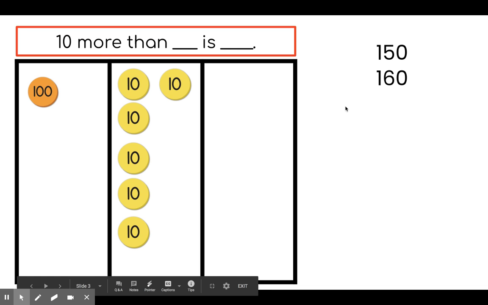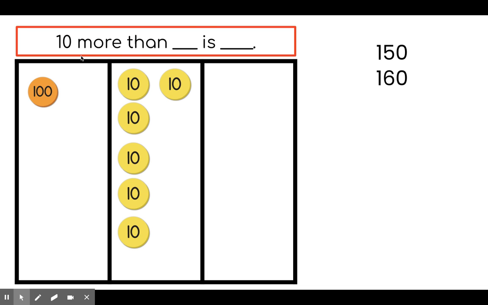We could say this in a very important sentence. 10 more than blank is blank. Let's plug in the numbers we're using. Let's say 150 in the first blank and 160 in the second blank. 10 more than 150 is 160. That's a true statement. This is fun. Let's try some more.